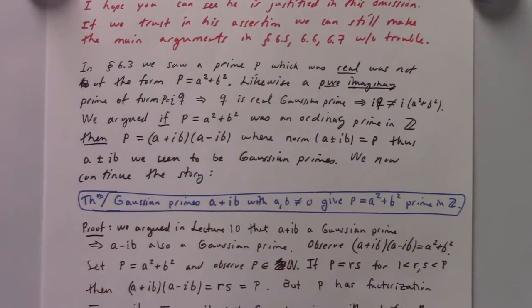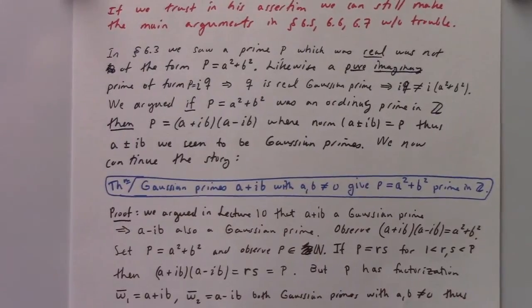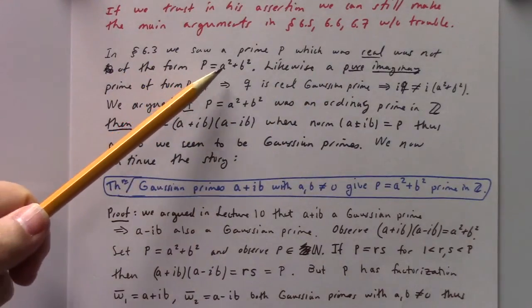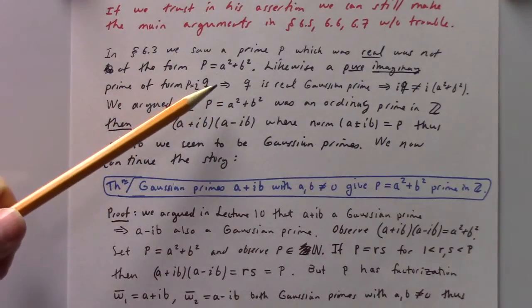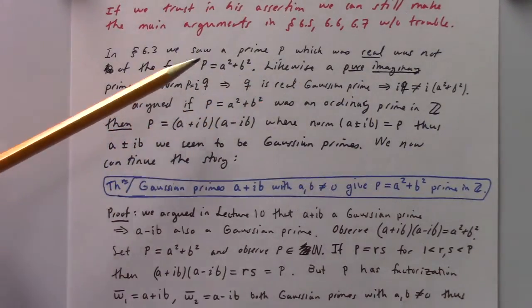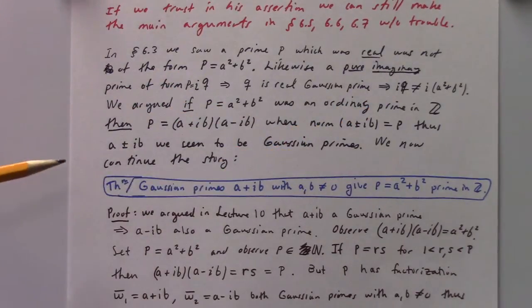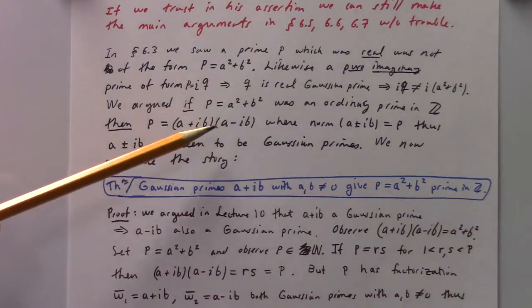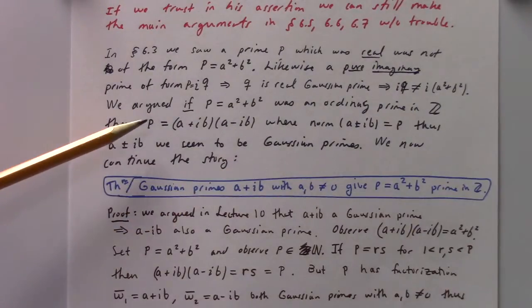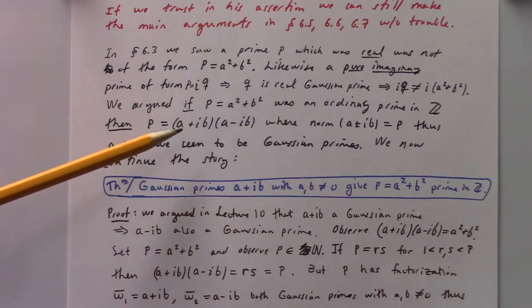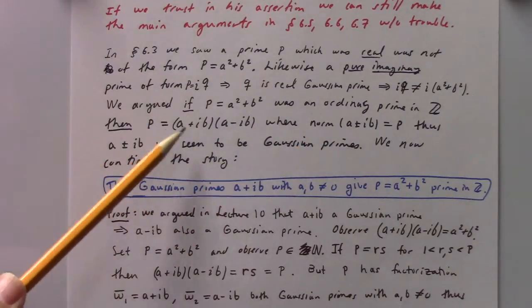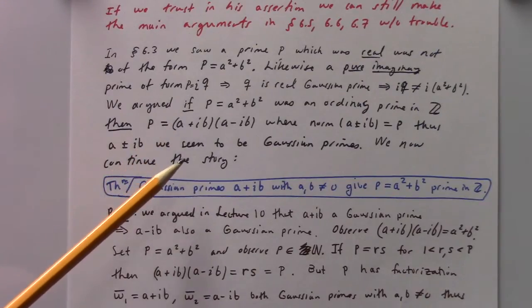All right, here we are. In section 6.3, we saw that a prime p which was real was not of the form a squared plus b squared, and also if it was pure imaginary, that basically means it's not of the form i times a squared plus b squared. So if you had p equals a squared plus b squared, and it was an ordinary prime in C, then you could factor over the Gaussian integers into a plus ib, a minus ib. Both of these have norm p, which means that the factors here are actually Gaussian primes. And now we continue that story.